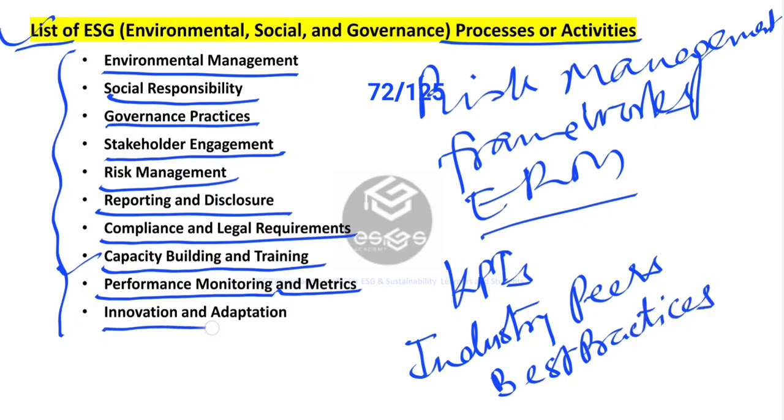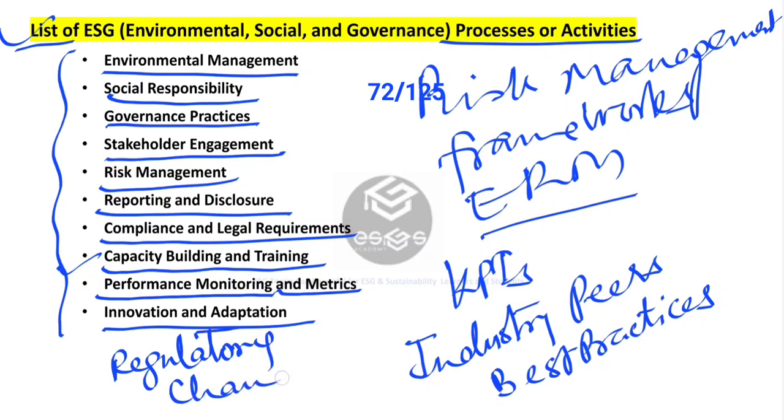The next comes innovation and adaptation. In this, we have certain activities like R&D, research and development of sustainable products and technologies, also innovation in sustainable business practices, and adaptation of emerging ESG trends, and most importantly regulatory changes and the evolving ESG trends.